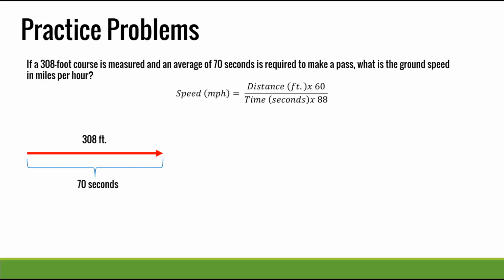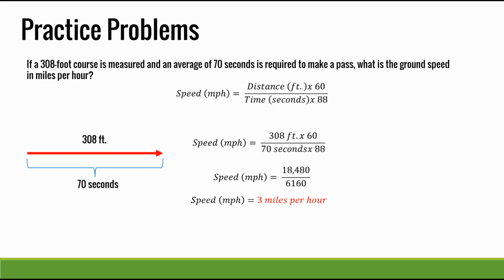Looking at the formula for speed, miles per hour can be calculated by taking the distance in feet multiplied by 60, divided by the time in seconds multiplied by 88. So in this case, 308 feet multiplied by 60 over 70 seconds, our average time, multiplied by 88. At the top, we have 18,480 over 6,160. So our speed can be calculated at 3 miles per hour.